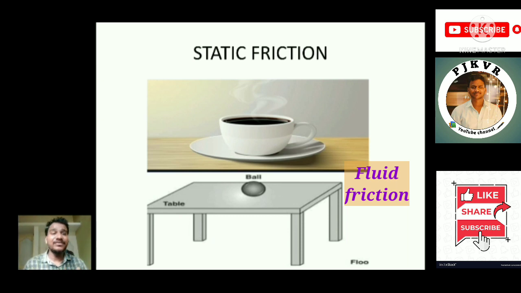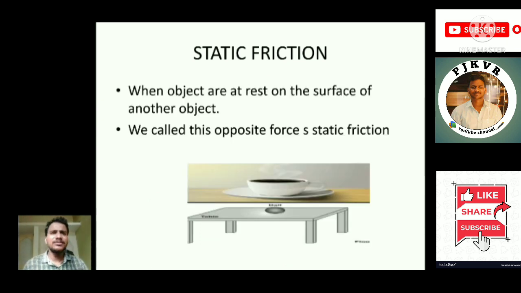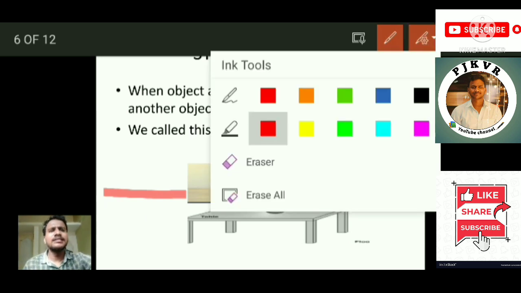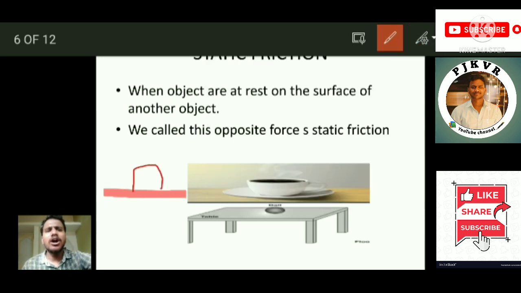This is the static friction. The examples of static friction: the ball on the table, the cup on the table. Now we have to know the concept. What is static friction? Static friction is when an object is at rest on the surface of another object. Static means the object is at rest in position. Okay, I will write. This is one surface, and there is an object on it.